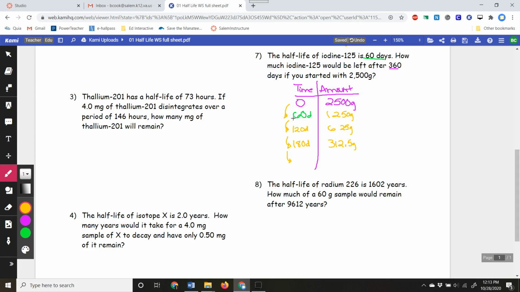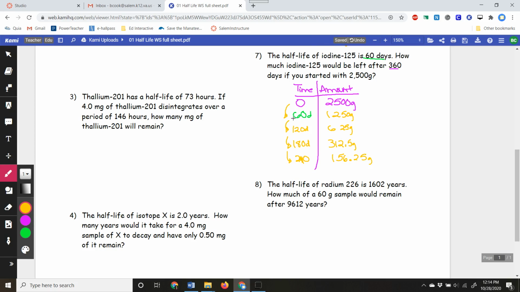All right, so what we're going to do is we're going to have 180 days. We're going to add yet another 60 days to that, and we have arrived at 240 days. All right, so at 240 days, what's going to happen to our amount? Our 312.5 is going to get cut in half, and we'll probably need to do that in our calculator. So 312.5 divided by 2, we're down to 156.25 grams. All right, still not there. We've got to keep going.